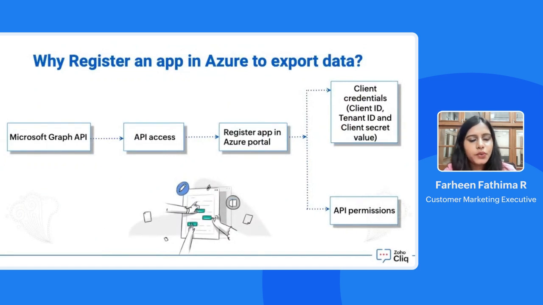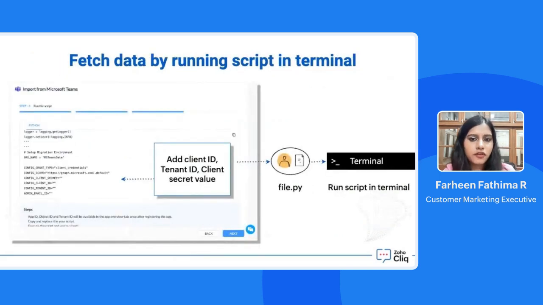To export data, we need API access. So many migration tasks involve interacting with Microsoft Graph APIs to access and manage Microsoft Teams data such as channels, messages, and settings. By registering an app in Azure portal, you can obtain client credentials such as client ID, tenant ID, and client secret value, or set up certificate based authentication, enabling your app to authenticate and access Microsoft Graph APIs securely.